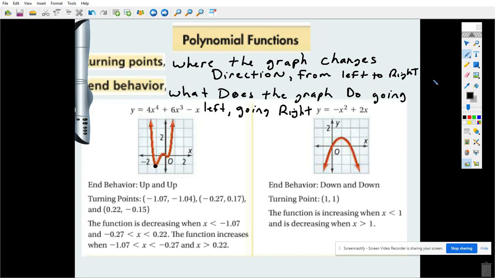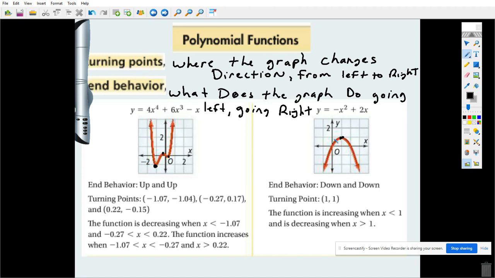So turning points are where the graph changes direction from left to right. If you look at a graph, and these graphs are all going to look different, we're going to be using Desmos and our graphing calculator to graph these. This graph right here would have 3 turning points, okay? This parabola only has 1 turning point, which we know is the vertex from chapter 4, okay?